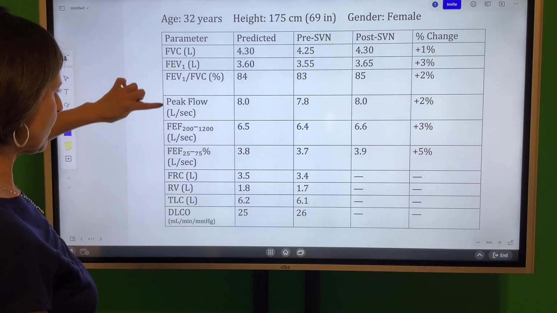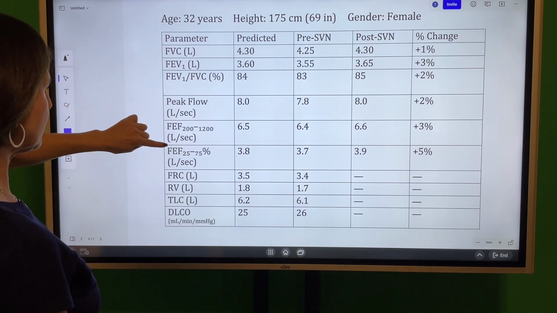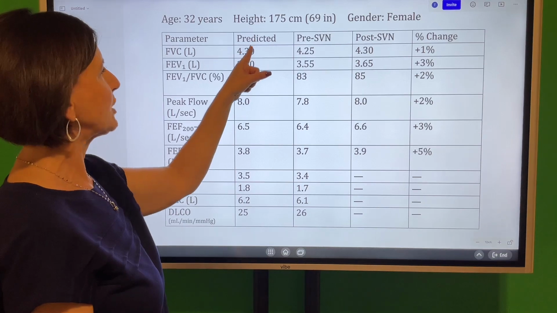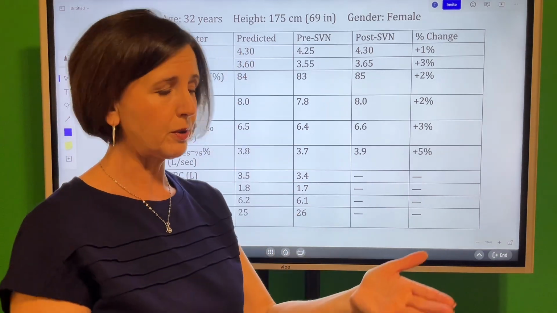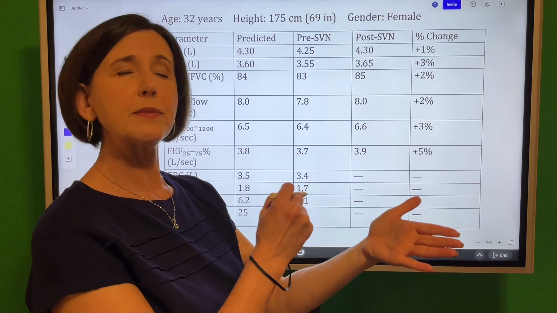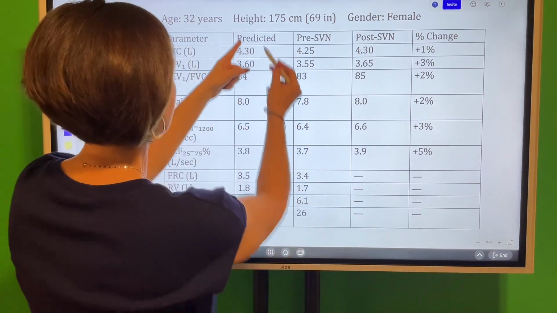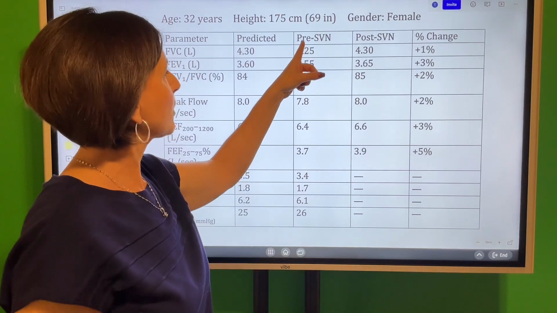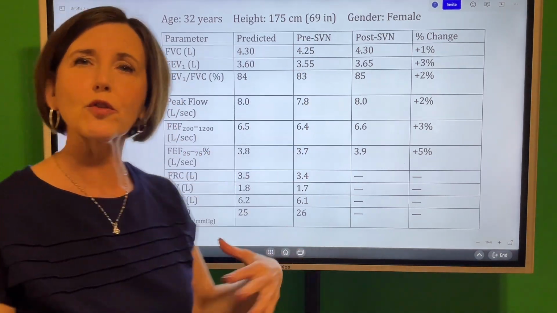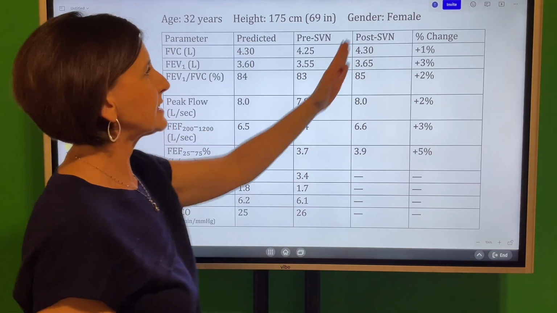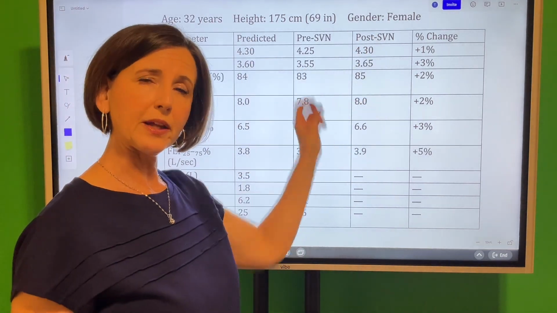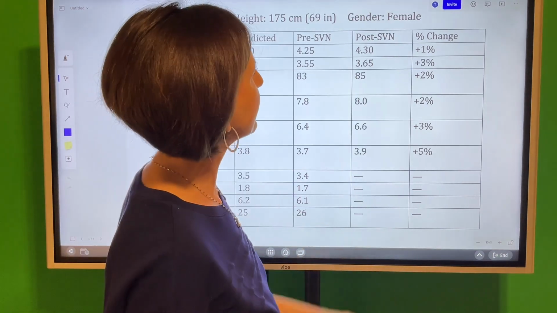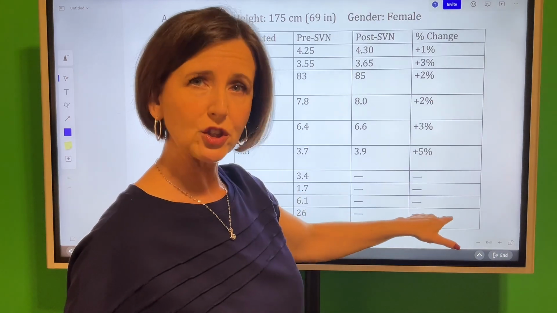Here's everything we're measuring. So you can see we're measuring flows and then we're measuring volume, and now we have a DLCO. This is what the patient is predicted to do. So the computer says, well, a 32-year-old female that is 69 inches should be able to do these values. This is what, when we actually perform these tests, the pre-SVN value or the pre-bronchodilator. This is the post-bronchodilator. Okay, so we got the pre-bronchodilator values, we gave an SVN, a bronchodilator, and then we did the test again. And this is the percentage change of all of that.